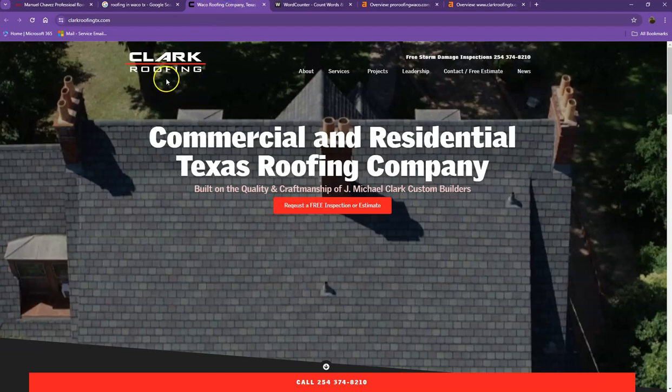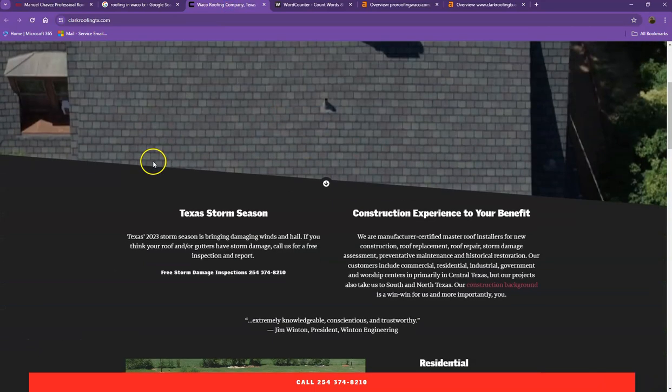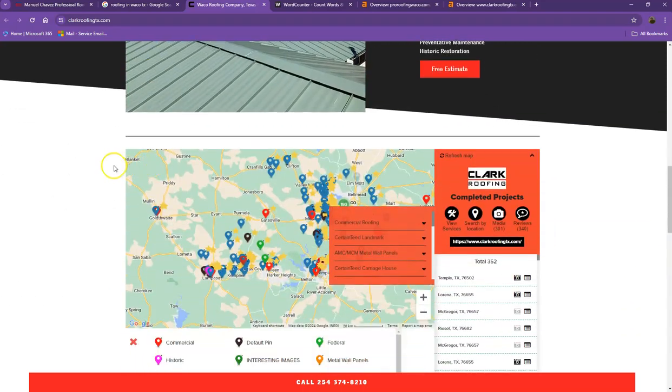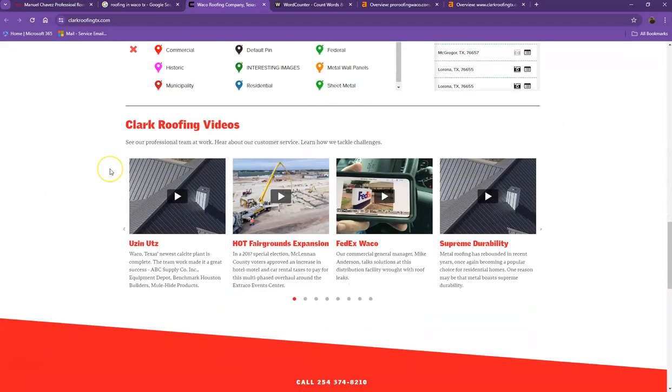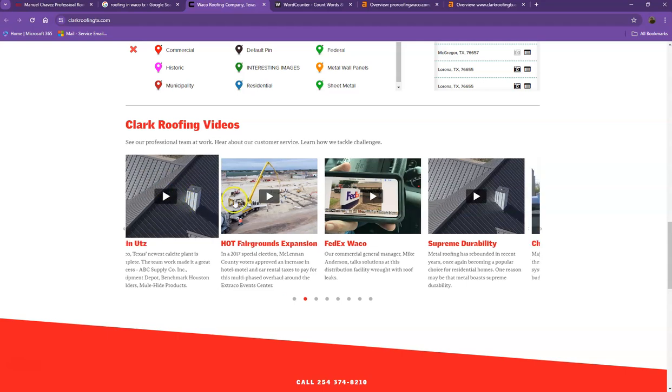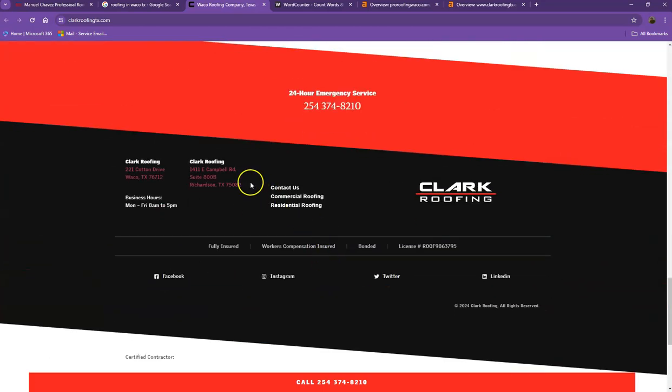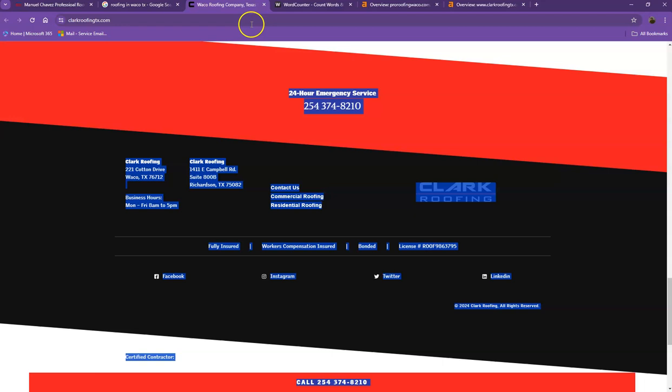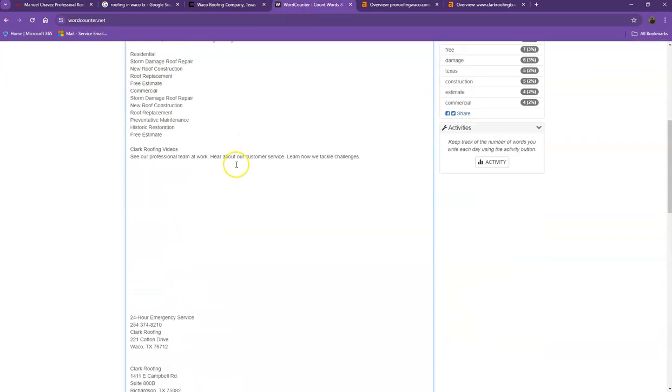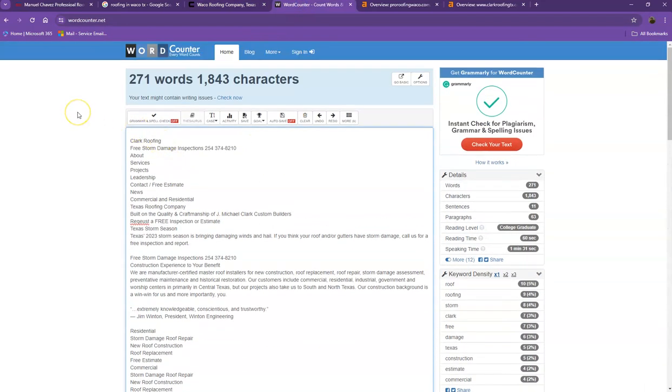For their website, they also have their logo at the top. They have good photos, good amount of content, pretty good layout, service areas, and a list of videos as well. Let's see how many words they have on their homepage. For their website, they have only 271 words.